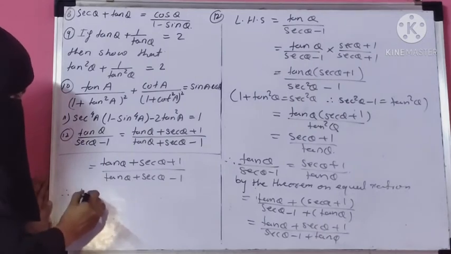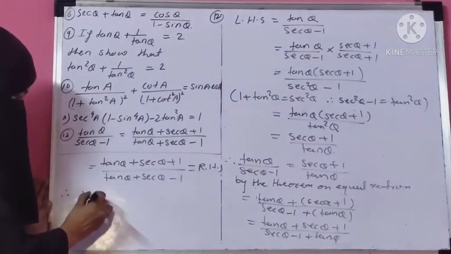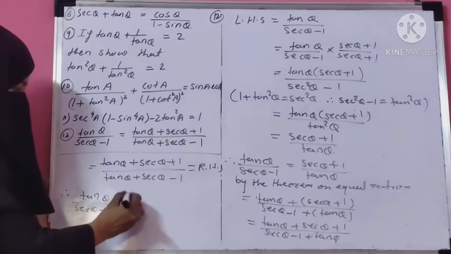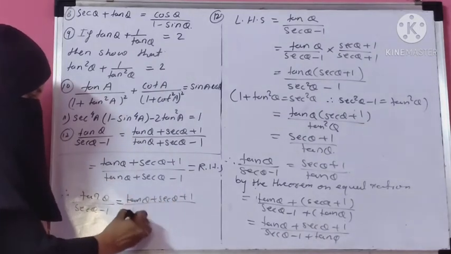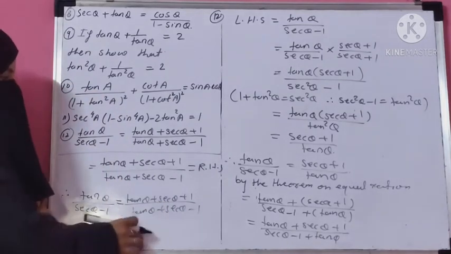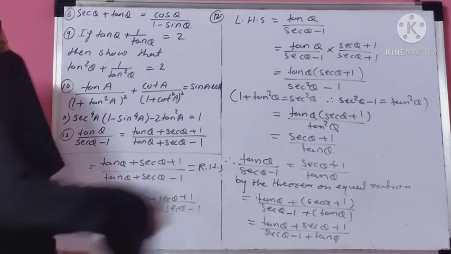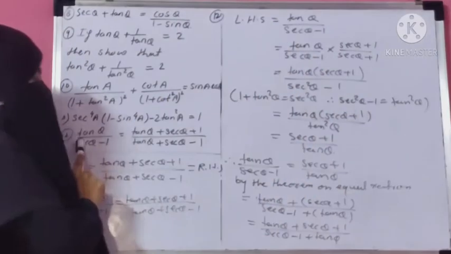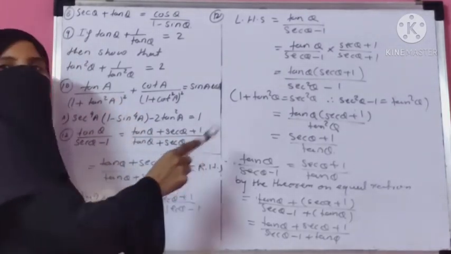So here we prove it is equal to your right hand side. That means here you prove your left hand side part, tan theta upon sec theta minus 1, is equal to tan theta plus sec theta plus 1 upon tan theta plus sec theta minus 1. Okay. So here again we prove your left hand side part is equal to right hand side part. One more time, see here, your left hand side part is tan theta upon sec theta minus 1, and you have to prove it is equal to tan theta plus sec theta plus 1 upon tan theta plus sec theta minus 1.